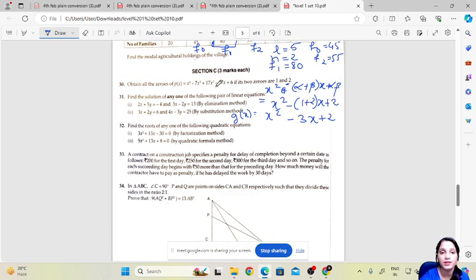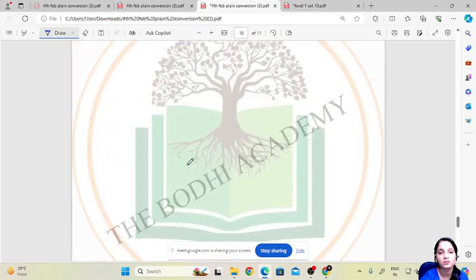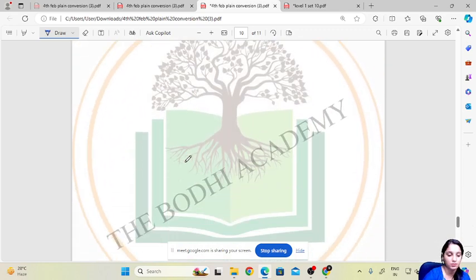Find the solution of any one of the following pair of linear equations. So either you can solve by elimination method or by substitution method. Okay, 2x plus 5y equal to minus 4, 3x minus 2y equal to 30.